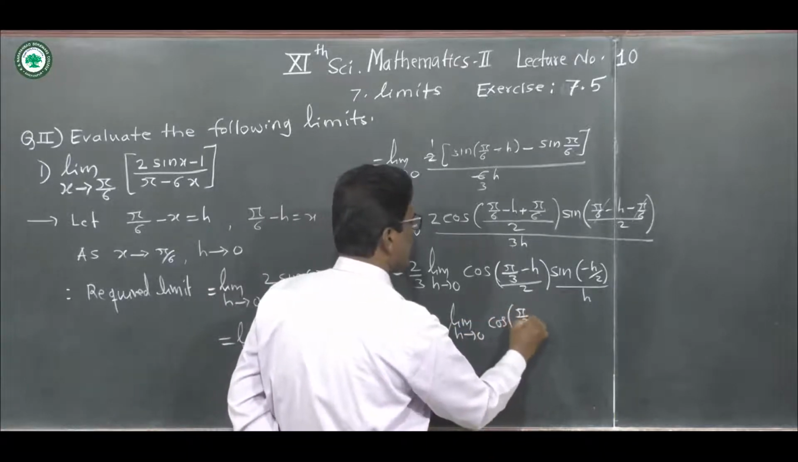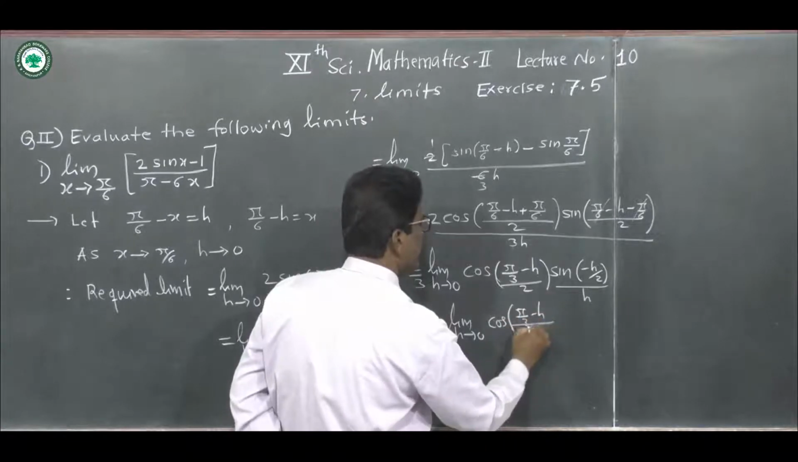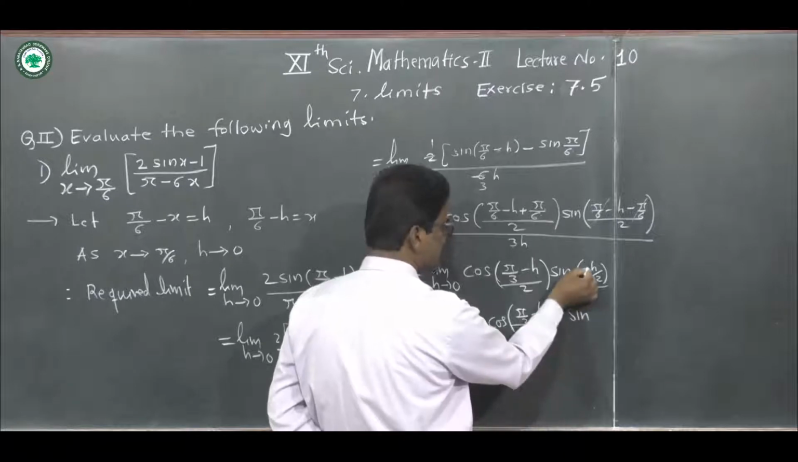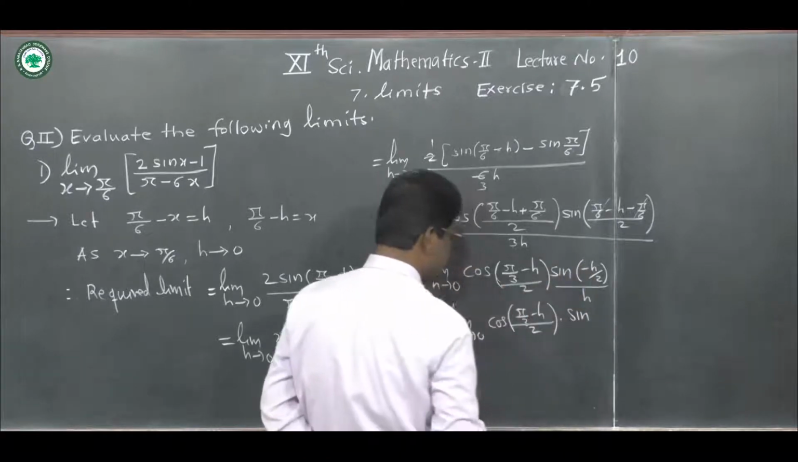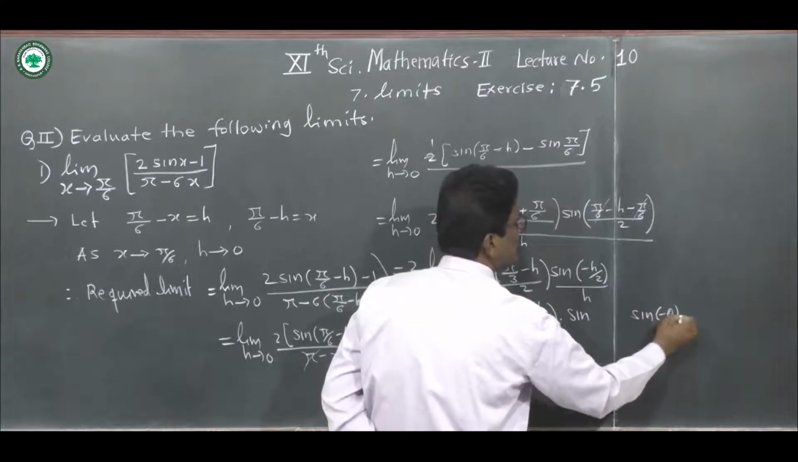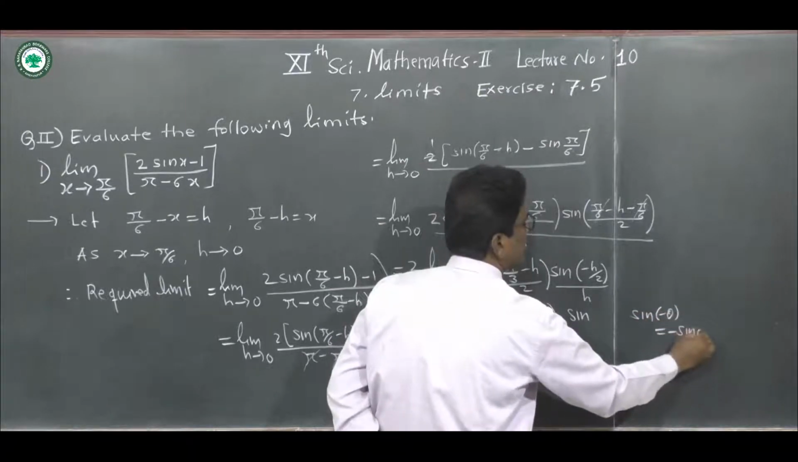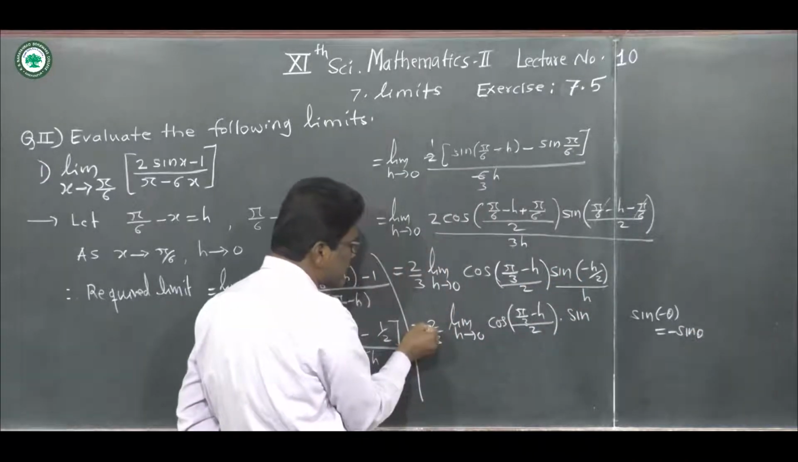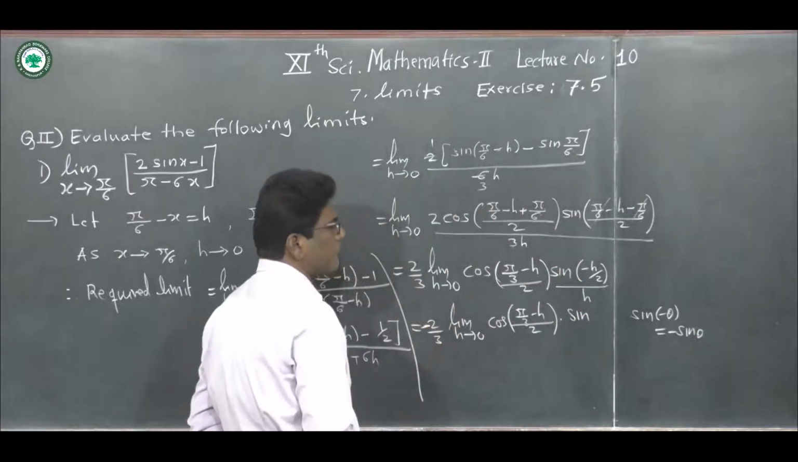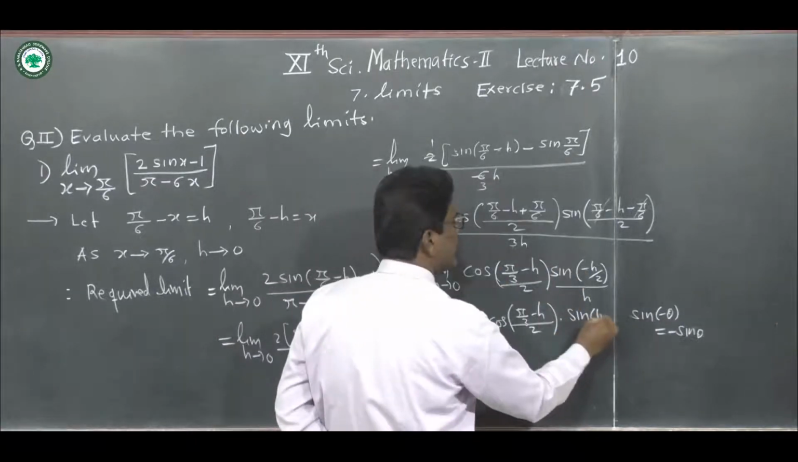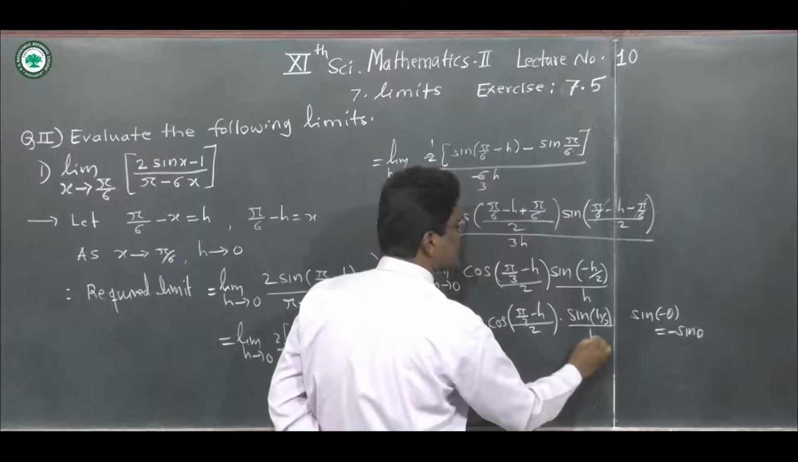pi by 3 minus h divided by 2 into sine of, here this minus sign take outside, because we know that sine of minus theta is equal to minus sine theta. So we write this sine of minus theta as a minus, here take minus directly. Okay, we take this minus sign here. So sine of h by 2 divided by this h.